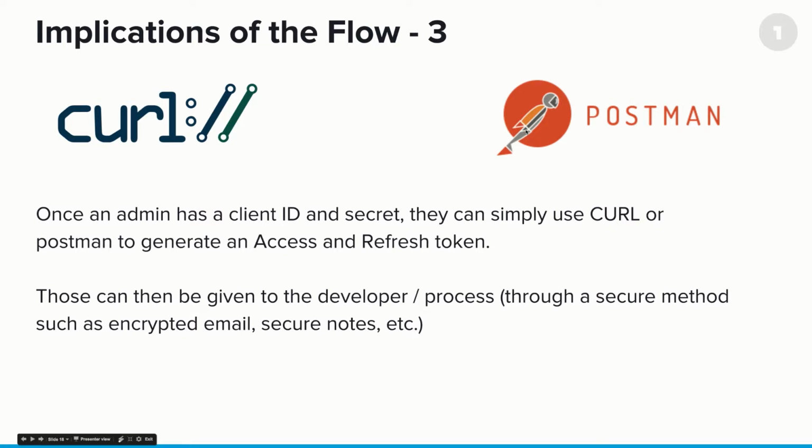Once an admin has a client ID and client secret, they can simply use curl or Postman to generate an access and refresh token. Those can then be given to the developer or the process through a secure method, such as encrypted email, secure notes, etc. Remember, these are almost as valuable as a username and password, so it's best that you treat them as such. Don't hand them off on Post-it notes. Far better to send them through a secure channel.